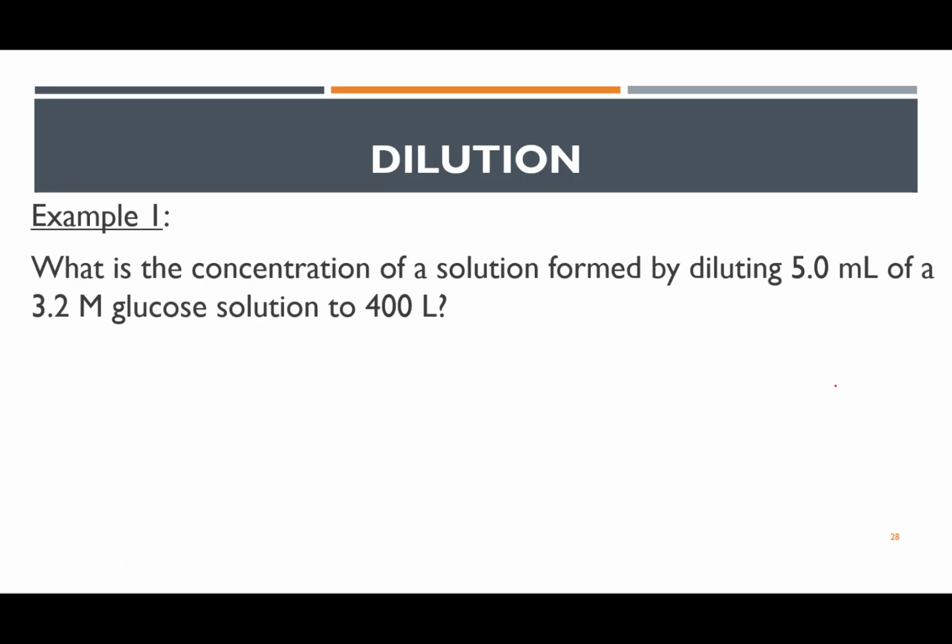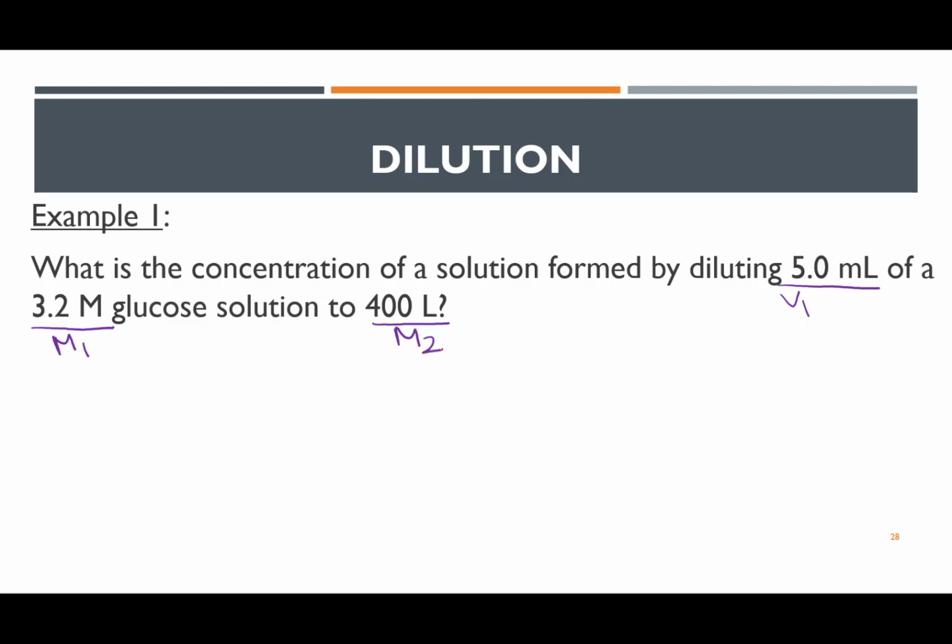Now let's do this problem. What you want to do is calculate the concentration of a solution that is formed by diluting 5 milliliter of a 3.2 molarity glucose to 400 liter. This is your V1, this is your M1. These are the concentrations and volume before dilution, and that's after dilution.